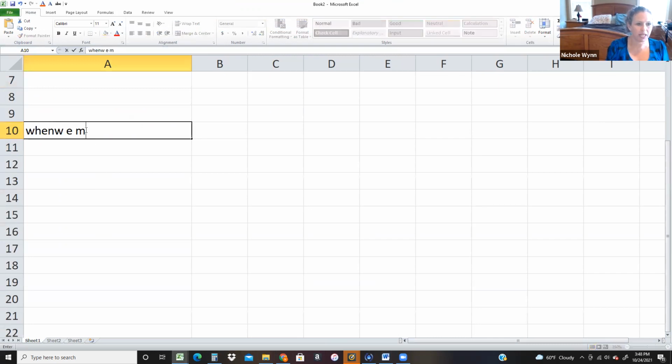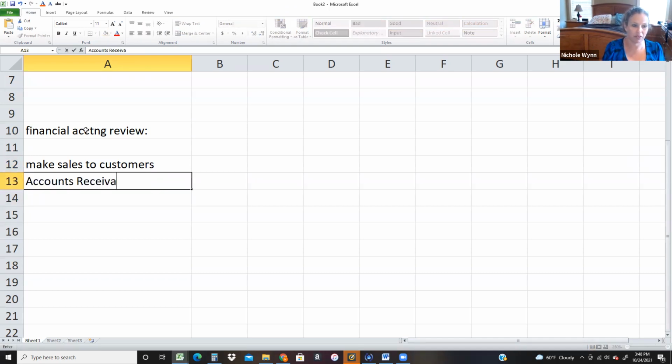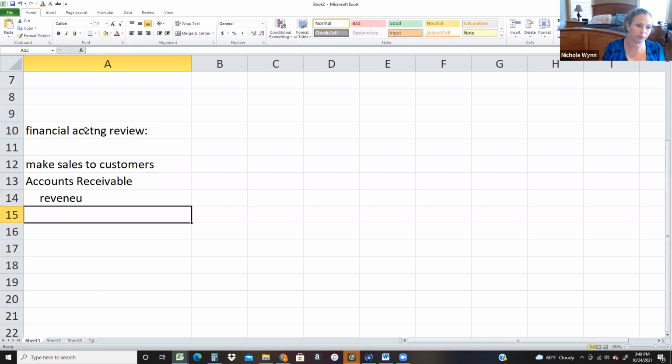So just a quick refresher, just to make sure we're okay. All right, so let's go back to financial accounting and do a financial accounting review. So this was in financial accounting, and we also did it in intermediate accounting. And in financial accounting, we did it in chapter 8. So it's been a while, right? So what we would do is make sales to customers. We'll start there. You would just record it at the gross amount, and you would do accounts receivable, revenue.